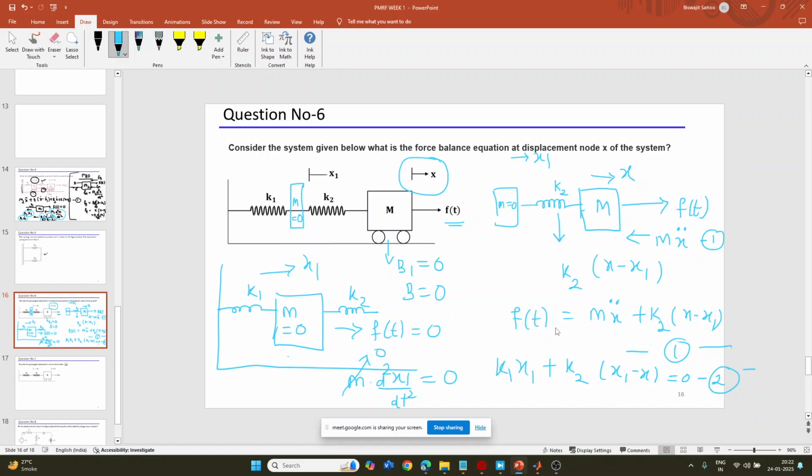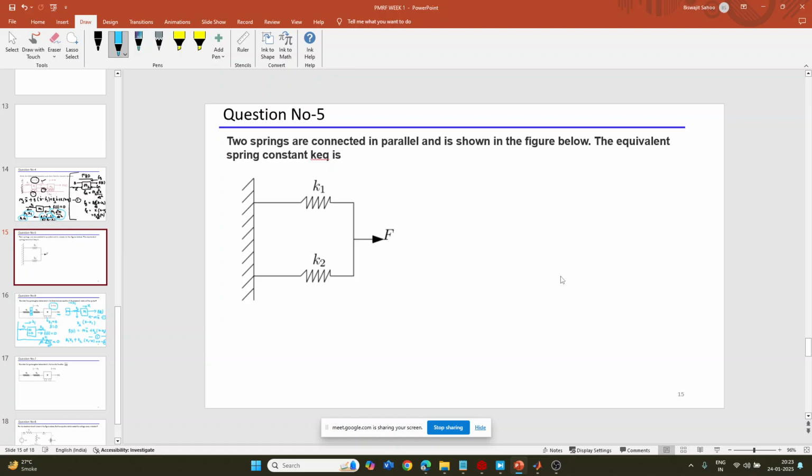Just see the mass, see the free body diagram, how many forces are there on the mass, find out all the forces, make all the forces equal to 0, input force equal to output force. That's it. Okay, if that question is clear, now you come to this question.